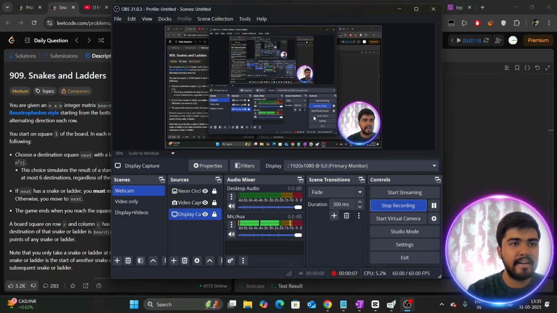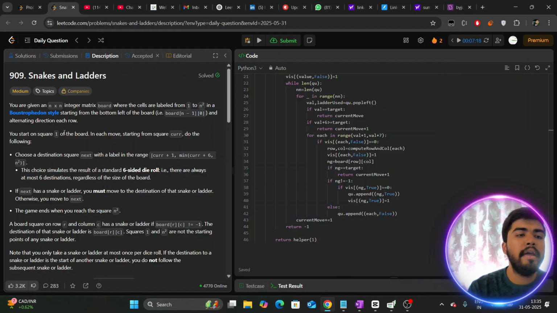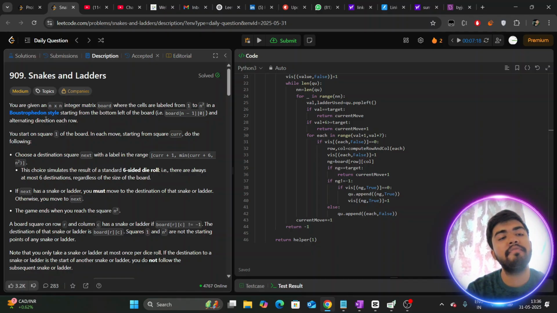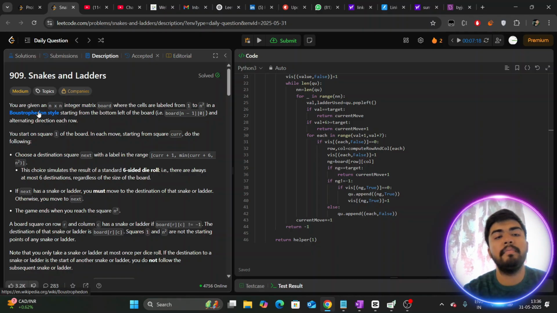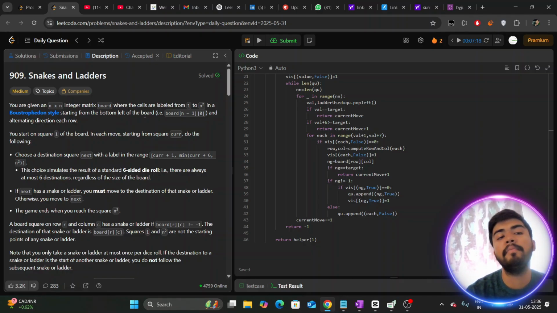So let's get started. Today we have this problem, Snakes and Ladders. In this problem statement, they have given us an n cross n integer matrix board where the cells are labeled from 1 to n square in a Boustrophedon style. If you don't know about Boustrophedon style, it is a kind of zigzag way in which the board is made, starting from the bottom left of the board, that is board of n minus 1, 0. That is the bottom left cell, with alternating directions on each row.